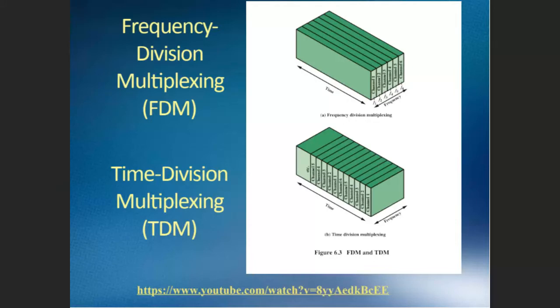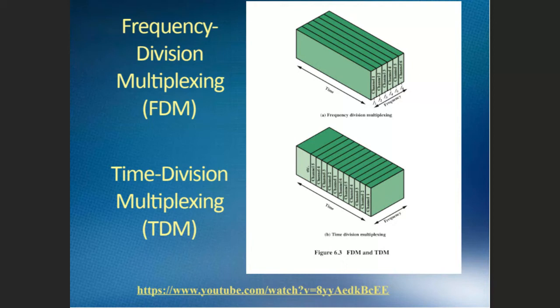Here, let's say you have a frequency F. You are dividing this frequency into smaller Fs: F1, F2, F3, F4, and then you are assigning for each input, for each transmitter, one F. So each one is sending at the same time, but they are using a portion of the bandwidth of the frequency. This is one method.